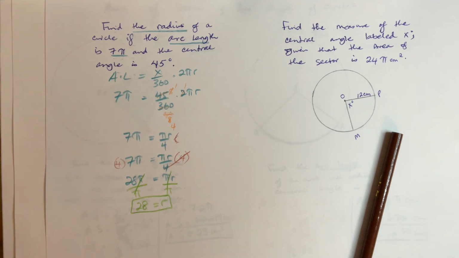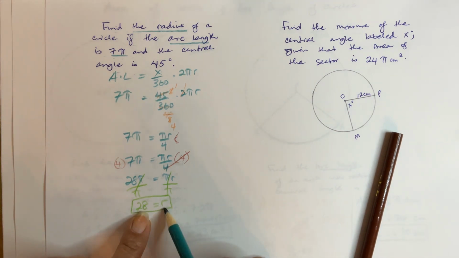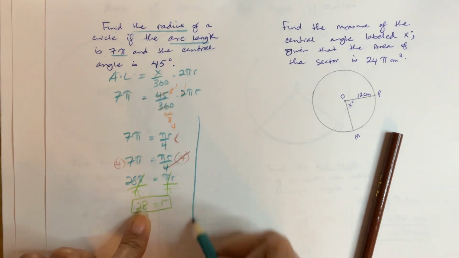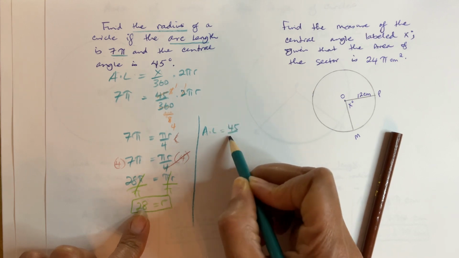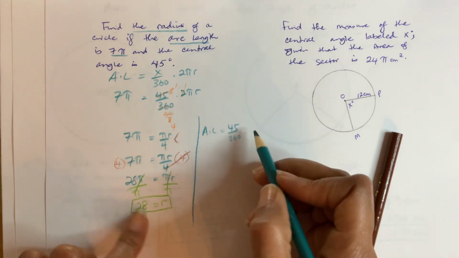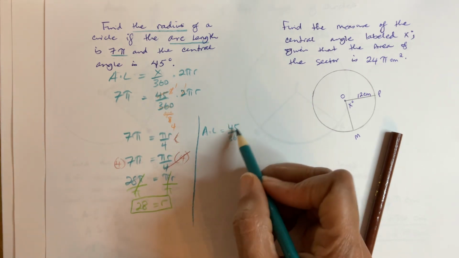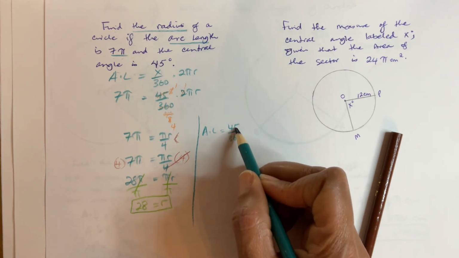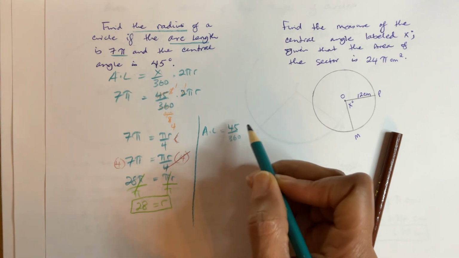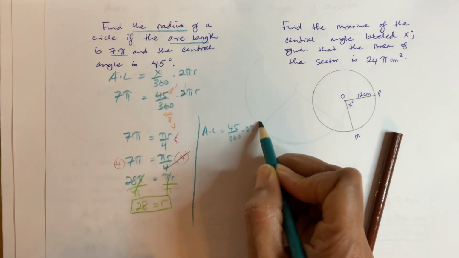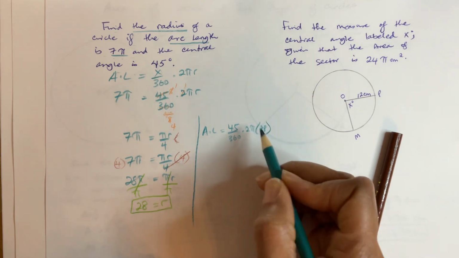And to check your work, you can always check it with this formula. Just substitute your radius with 28, and AL equals x over 360, which we know is 45 over 360, which is literally 1/8, because this would have been 90. 90 times 2 would be 180, then double it again, that's 4, and double the 180, that's 8, times 2 pi and 28. All right, this is to check your work.